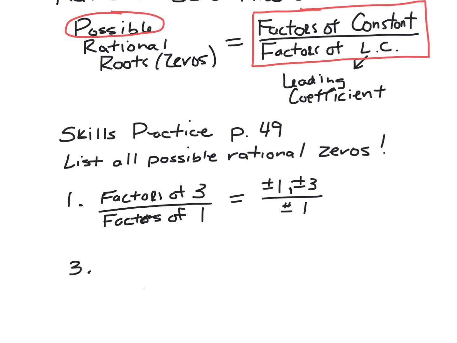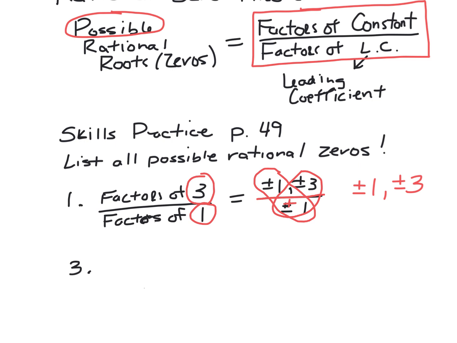So as far as listing all possible rational zeros, number one, the constant is 3, so it would be the factors of 3 over the factors of your leading coefficient, which for number one is 1. So your factors of 3 are 1 and 3, and it's always going to include the positive and negative of each one. And then the factors of 1 would be positive and negative 1. Now you are going to divide each of these, so the ones that are possible would be positive and negative 1 and positive and negative 3.